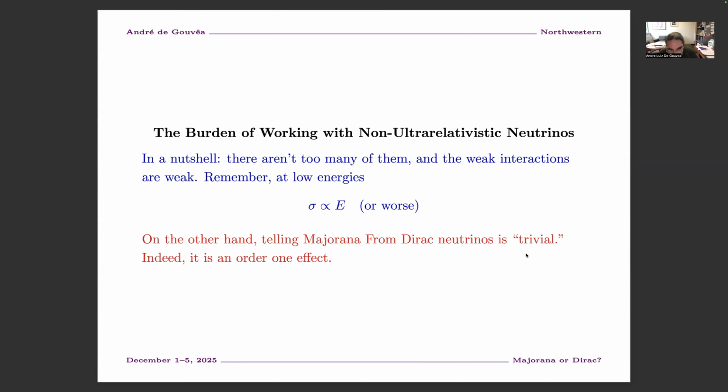Now, I want to remind you that even if your neutrinos are not relativistic, they're still at the mercy of the weak interactions. And of course, weak interaction cross-sections at low energies grow with the energy to some power. That means that as you work with lower and lower energy neutrinos, the cross-sections become super tiny. So that is the big challenge of working with non-ultra-relativistic neutrinos. What I do want to show you are some examples of the fact that, on the positive side, if you could do these experiments, the distinction between Majorana and Dirac would be very apparent. It will not be a problem at all. It will be a big effect.